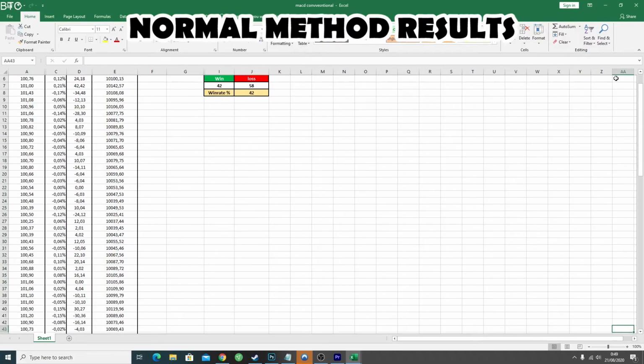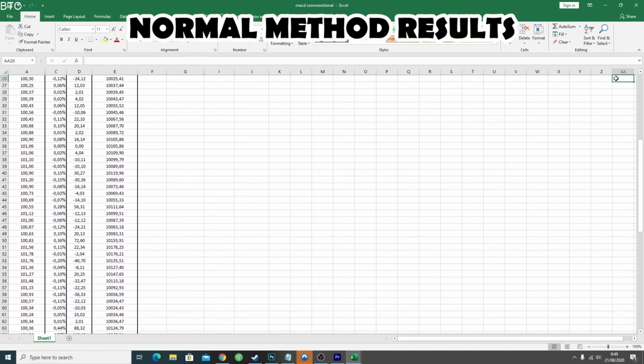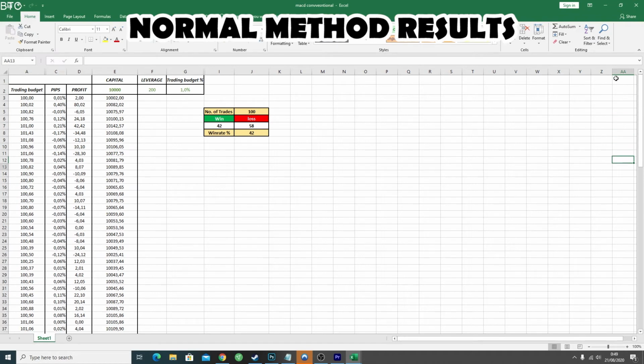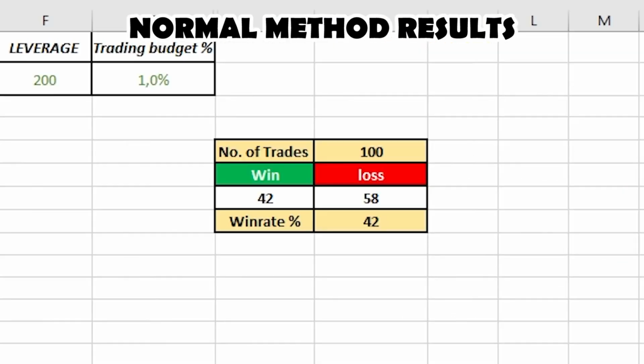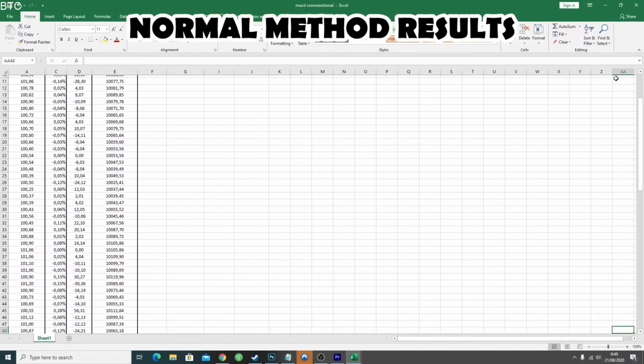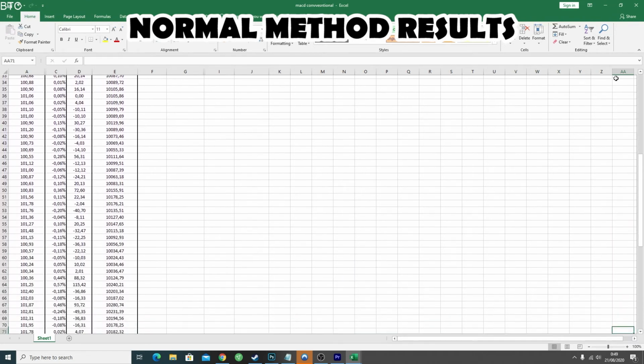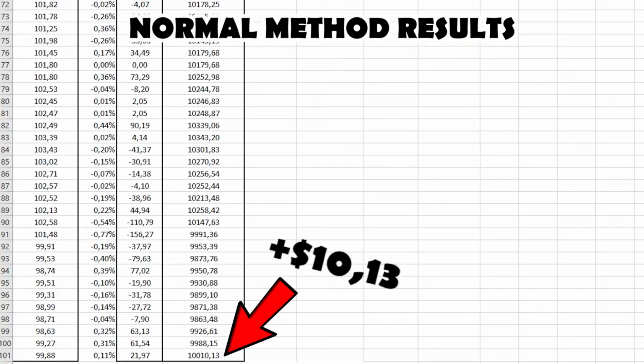So, after backtesting these two types of MACD indicators 100 times, here are the results. So for the normal method, we have a 42% win rate with 42 wins and 58 losses. But even though the win rate is less than 50%, we still managed to come out profitable. We made a total of $10.13 or 9 pips from our $10,000 investment.